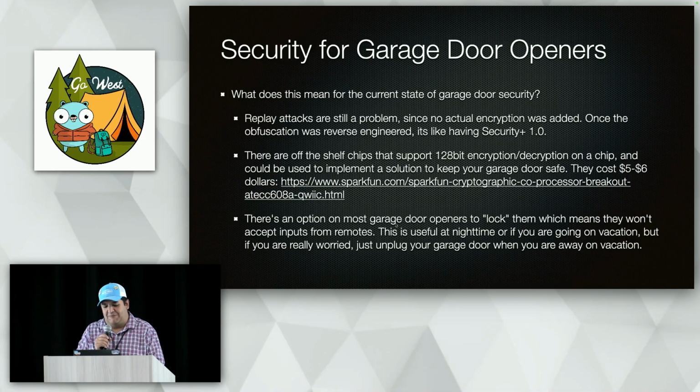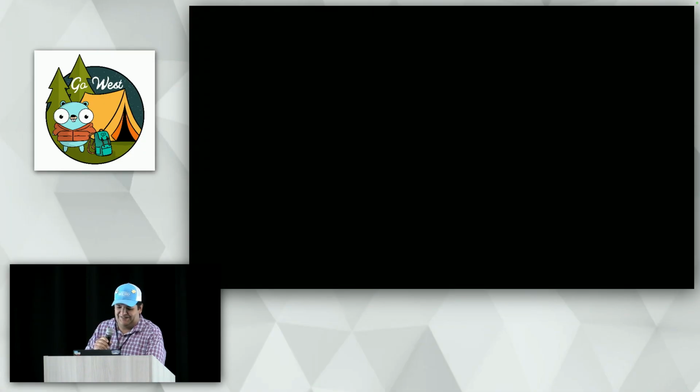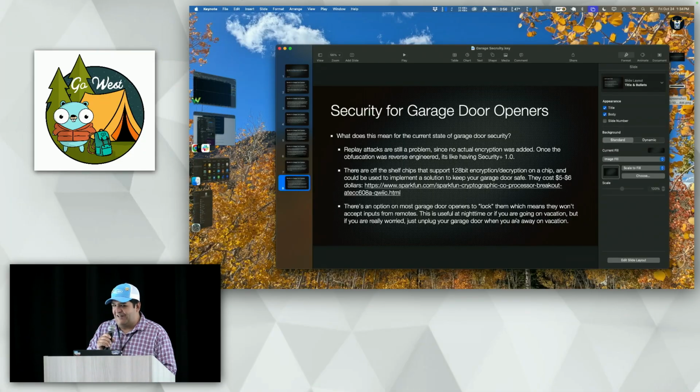The one thing that I recommend that it's really easy to do now is there's a lock button on your garage door opener. What that does is it disables the garage door opening with your remote. So it's a little safer. It gives you a little peace of mind at night or if you're going on vacation. But if it's me, just unplug the thing. If you're going to be gone for a long time, unplug it because it's not very safe. But yeah, that's my talk.